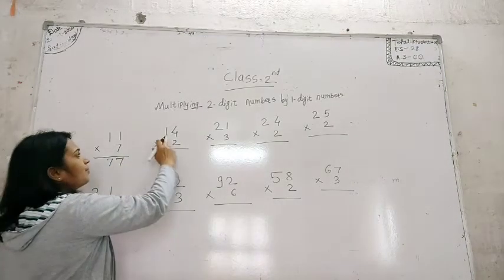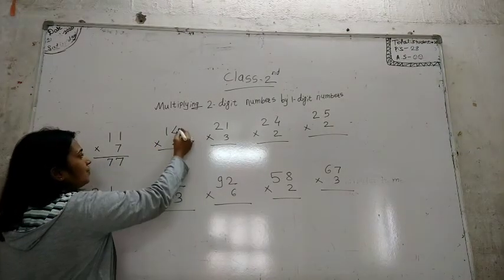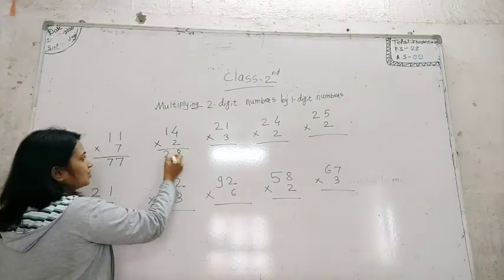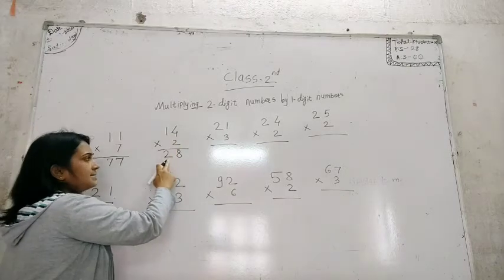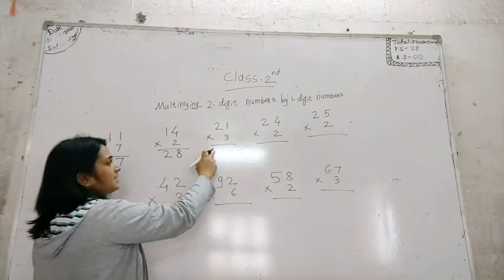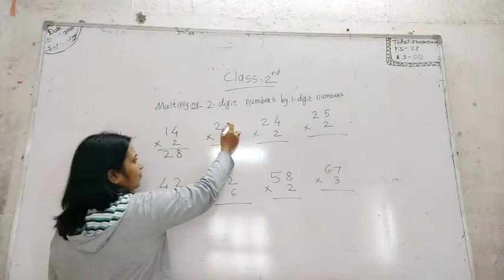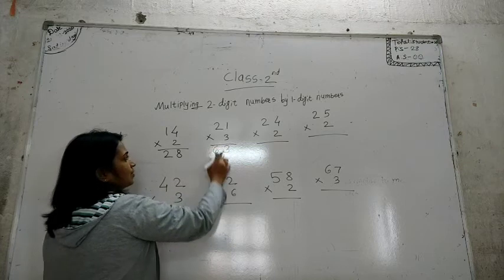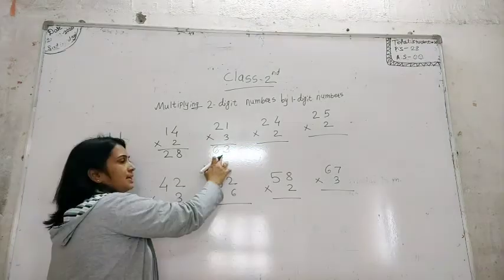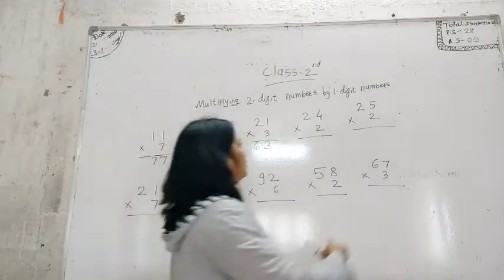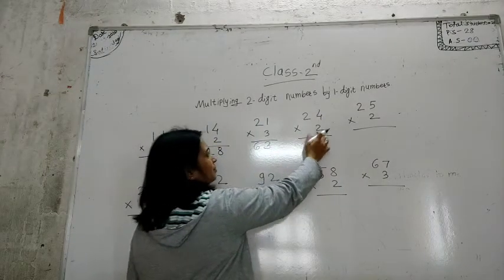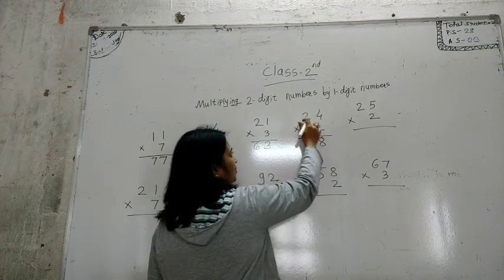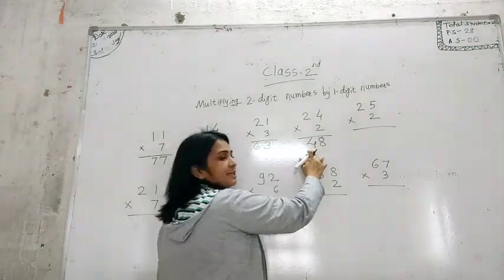The next is 14 multiplied by 2. So first 4 2s are 8 and again 2 1s are 2. So 14 multiplied by 2, answer is 28. The next is 21 multiplied by 3. So 1 3s are 3 and again 3 2s are 6. So 21 multiplied by 3 is 63. Now the next is 24 multiplied by 2. Then 4 2s are 8 and 2 2s are 4. So 24 multiplied by 2, answer is 48.